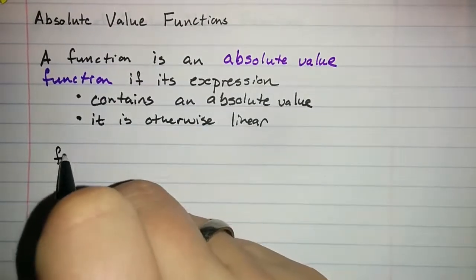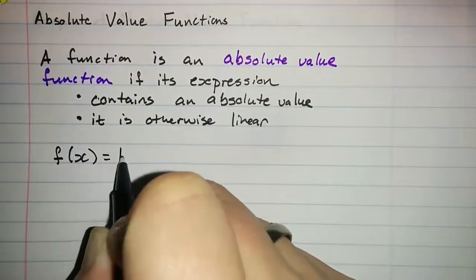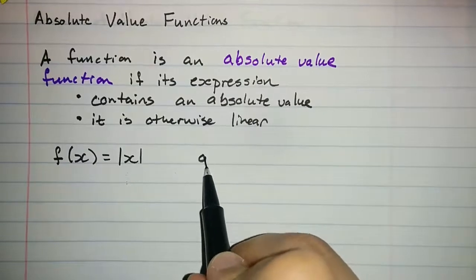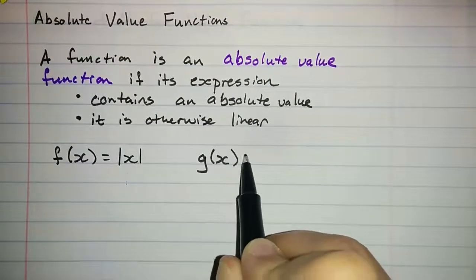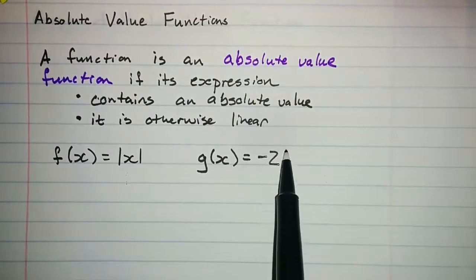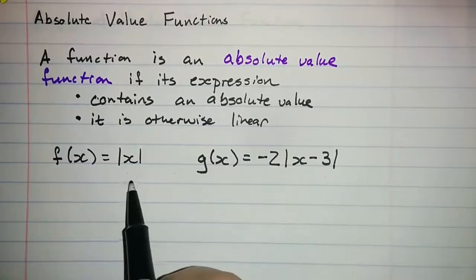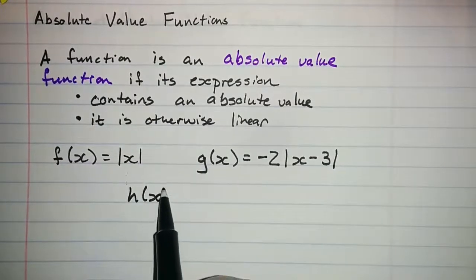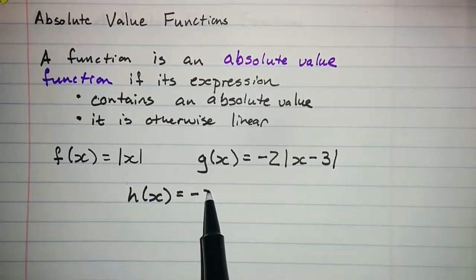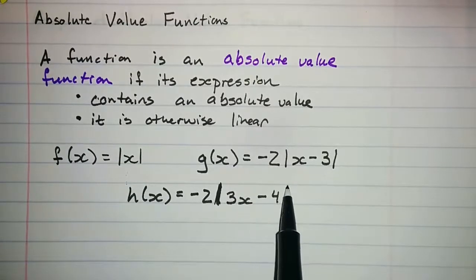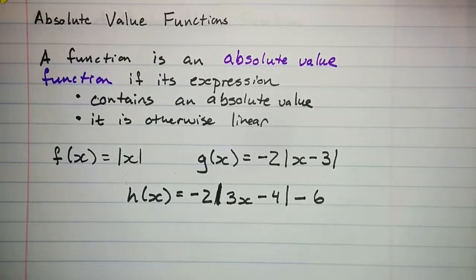So what are some examples of absolute value functions? Well, the simplest one would be f of x is the absolute value of x. We could get more complicated, say g of x is negative 2 times the absolute value of x minus 3. Or h of x is negative 2 times the absolute value of 3x minus 4 minus 6. This is about as complicated as it's going to get.